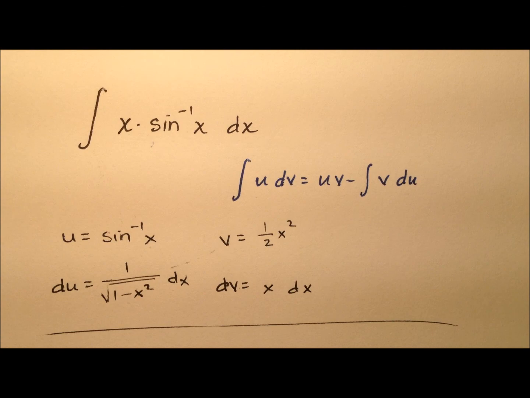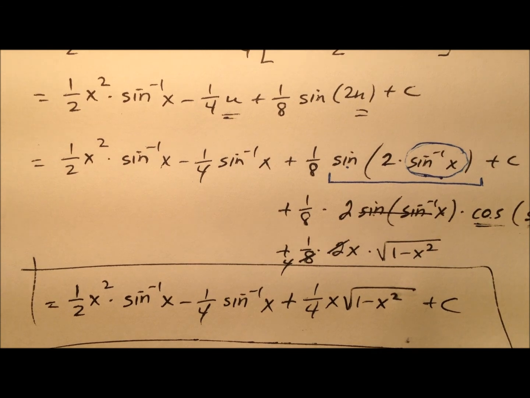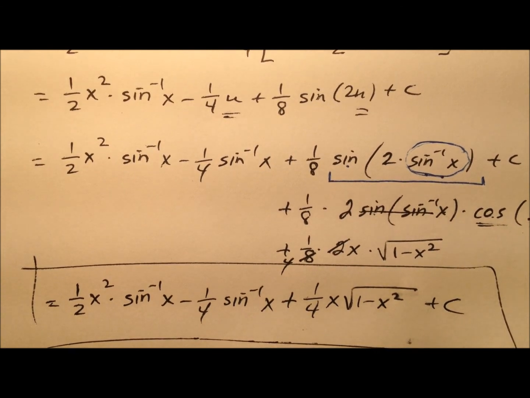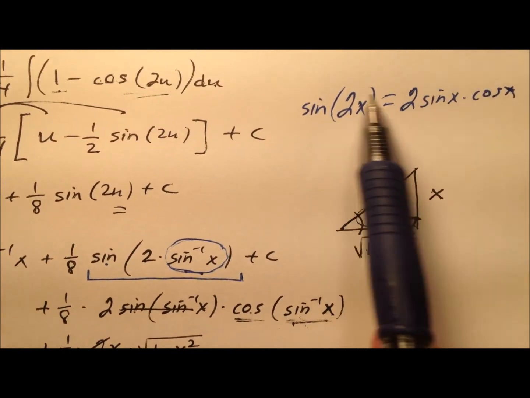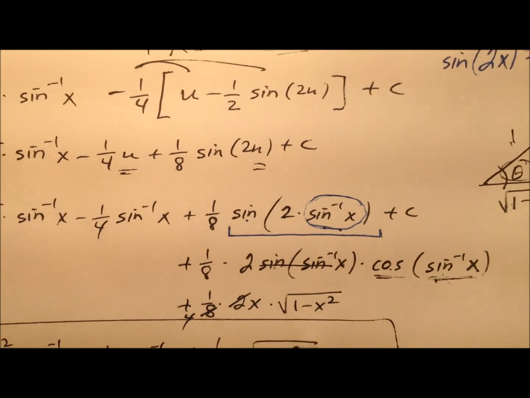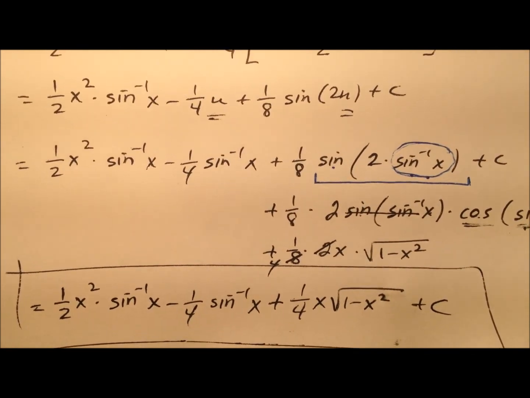So the integral of x arcsine x is going to be this rascal right here. And we used integration by parts as well as a change of variables using a trigonometric substitution, and then a little trig identities and some trig right triangles right there. So again, here is that solution.